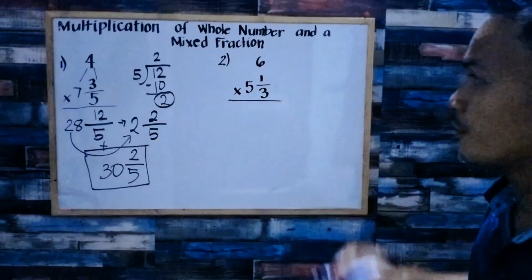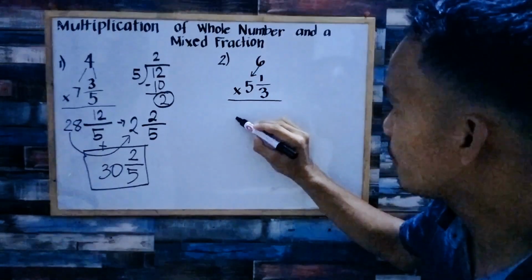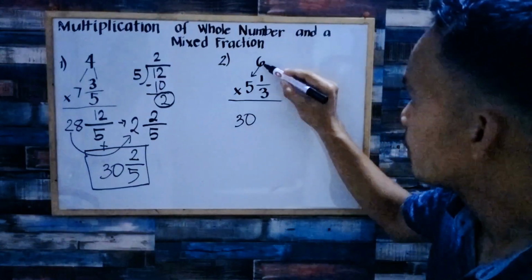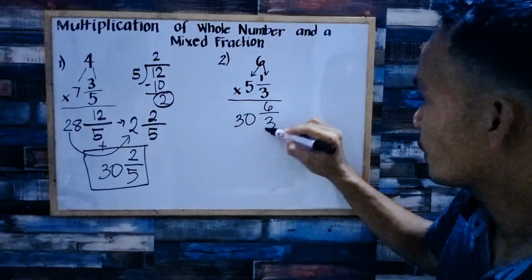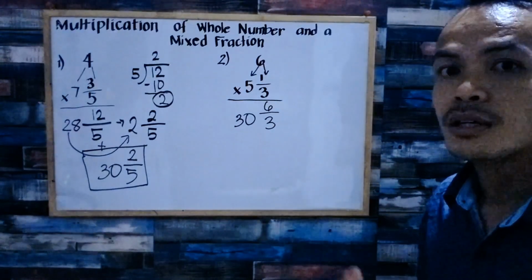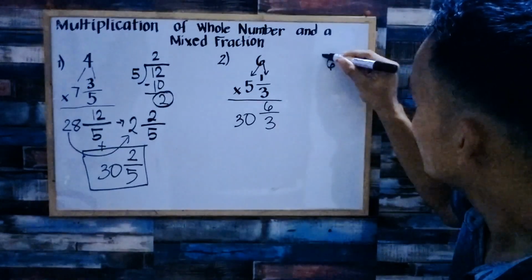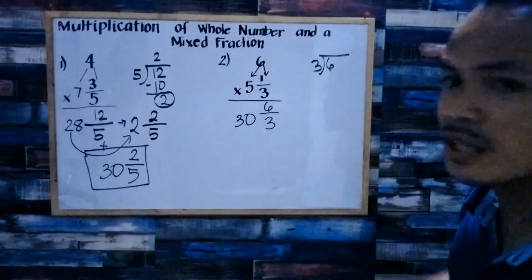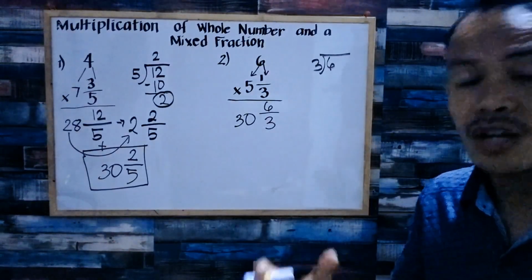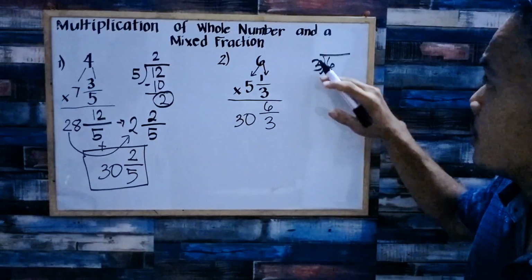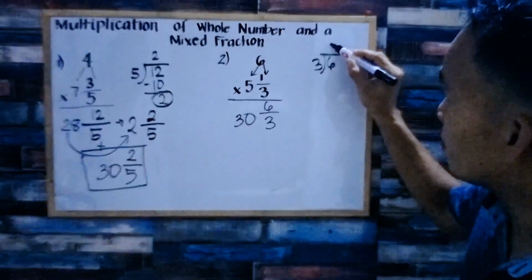Okay, so let's have another example here. We multiply 6 times 5, that is 30. 6 times 1, that is 6 over 3. And still 6 over 3 is an improper fraction. We have to divide 6 divided by 3. If you can divide it mentally, much better. Okay, but for the sake of everybody, I'm gonna divide 6 and 3 here. Okay, so 6 divided by 3, that is 2.